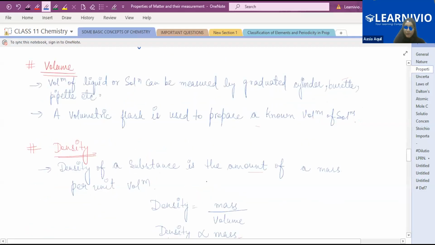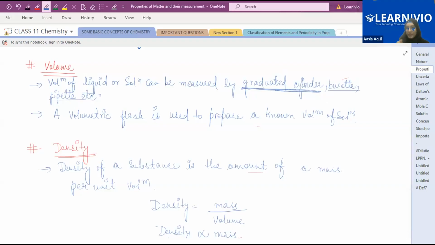Now here comes volume. When we talk about volume, we talk about fluids like liquid or gas. The volume of any liquid or solution can be measured by a graduated cylinder, right? This is the word, graduated cylinder. I will show you what this is. And burette and pipette, etc. These are some instruments used to measure the volume of any liquid or solution.